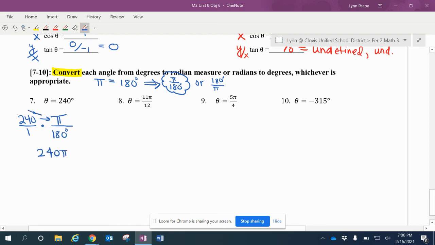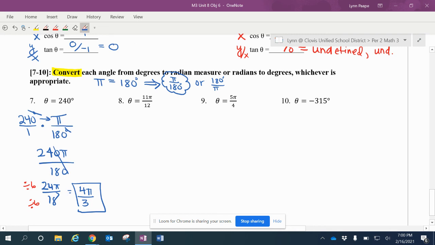And then, by the way, the degrees cancel, so let me go ahead and do that. And then 1 times 180 would be 180. And then from there, we would just reduce this fraction. So I know that I can divide by 10, so the zeros will cancel. So I have 24 pi over 18. And what else can I divide by? I know for sure 2. And 6 for sure. So I think I can just divide by 6. So I'm going to divide both the numerator and the denominator by 6. So that would give me 4 pi over 3. And then that doesn't reduce any further, so that would be my answer.